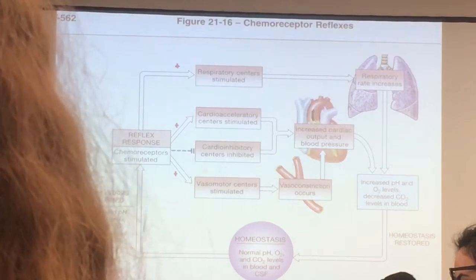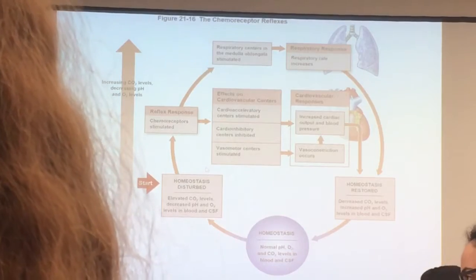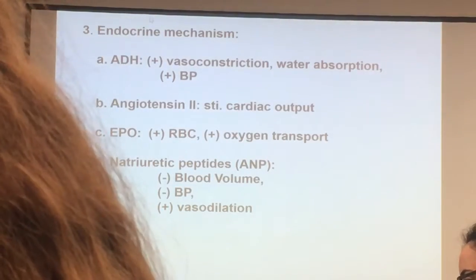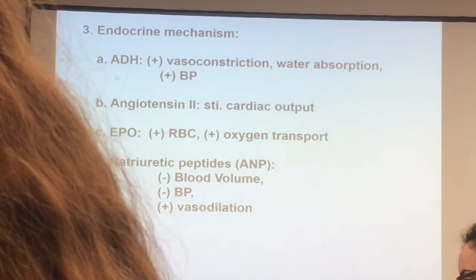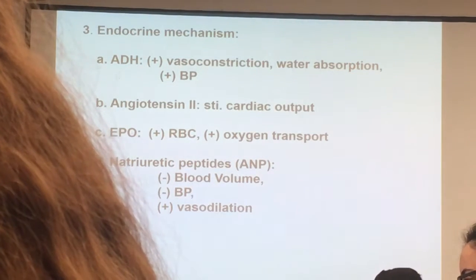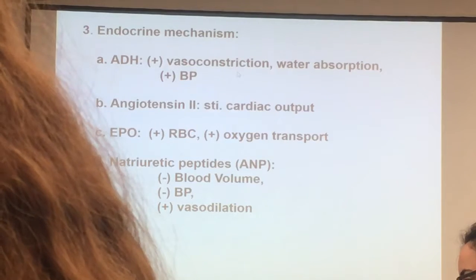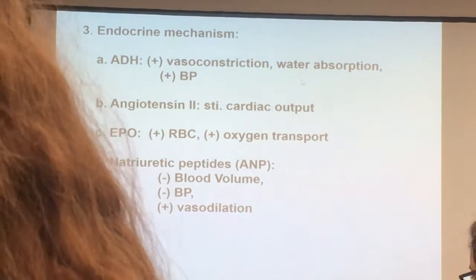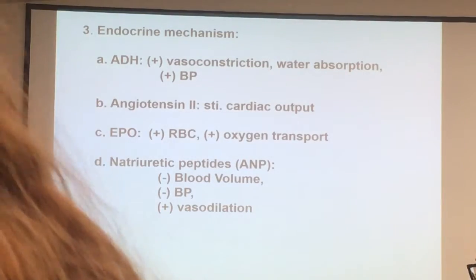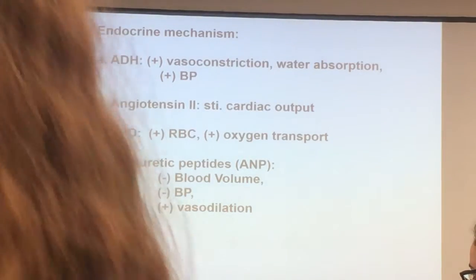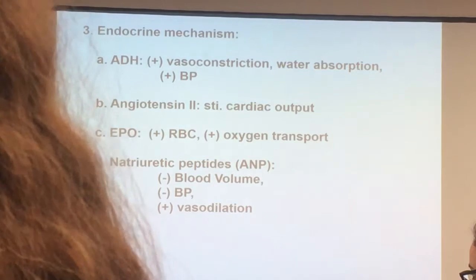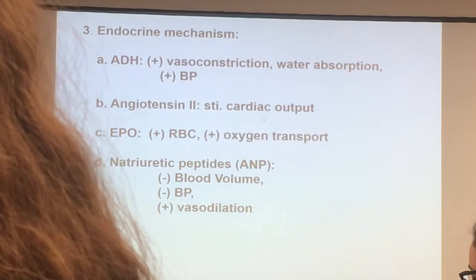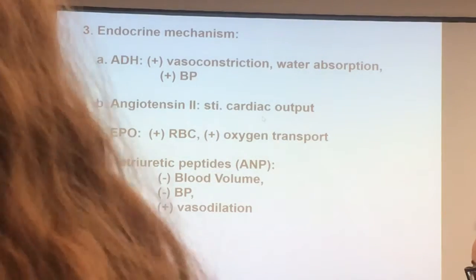This one, I think it is a similar thing. I'm not going to detail, but don't worry about that. Endocrine part is some hormone. ADH will cause what? Will increase vasoconstriction because water is reabsorbed, and we have more water, more blood volume, and blood pressure increases. Okay. Angiotensin II stimulates cardiac output, increases heart rate.